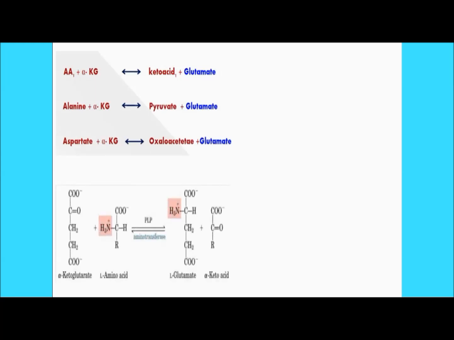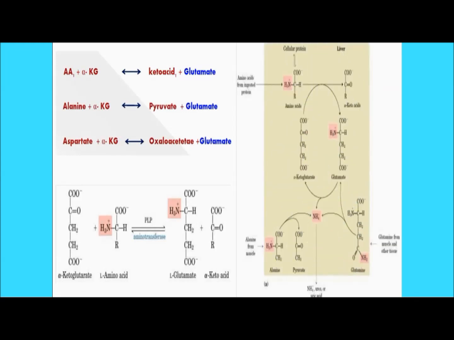Here I have given you one example, the alpha ketoglutarate and this amino acid. So you will finally get a glutamate and an alpha keto acid. This is the reaction which generally takes place in the body. Here I am showing you the cellular protein, how it involves transamination, how it enters the liver, what the different processes are, and the conversion of this amino acid. It is shown here.